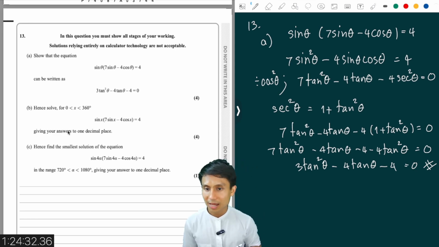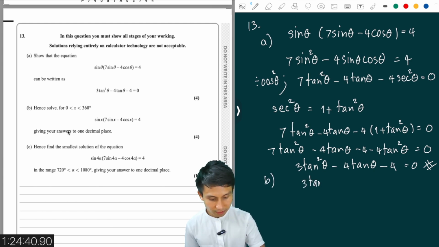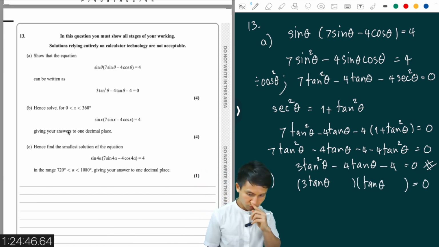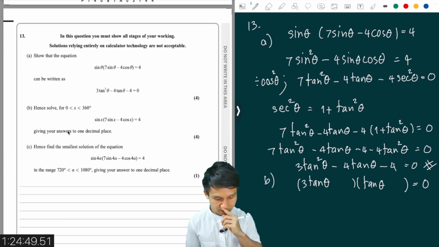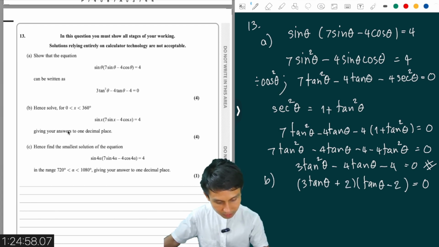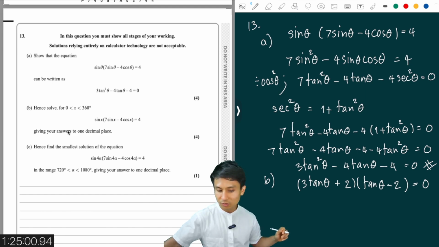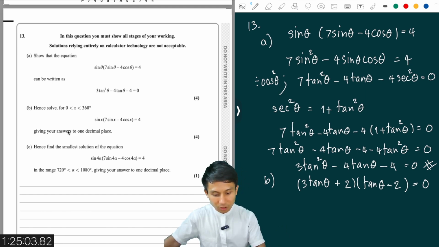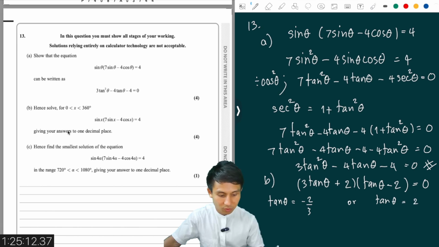Part B, hence solve for that. Okay, so we are solving quadratically here. I would like to factorize by myself. So is it 4 and 1? Nope. Or 2 and 2? Yep, 2 and 2. So it's a minus here and a plus here. If you check the middle term, you should get a minus 4 tan. So we get two cases where tan theta equals minus 2 over 3, or tan theta equals 2 on the other one.